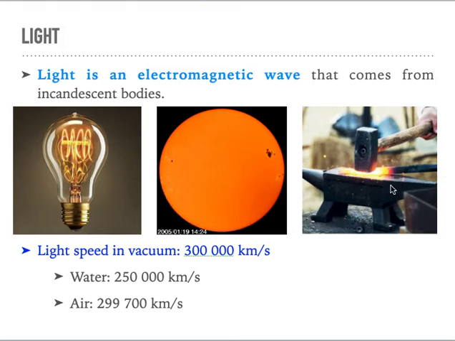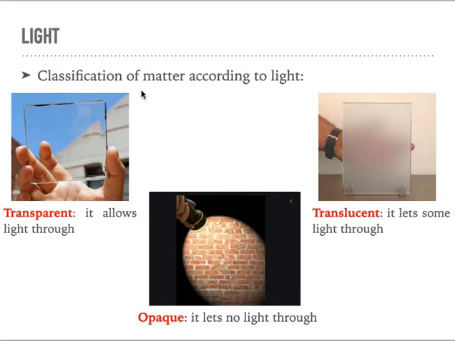But maybe you have also seen someone working with iron, and when it's really, really hot, it emits light as well. Or how a bulb works, because what you have here is a piece of metal, and you make it really, really hot, and that's why it emits light, like in this case, but with a very, very small piece of metal. Anyway, here we can classify matter according to light.